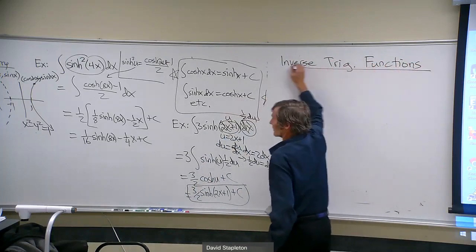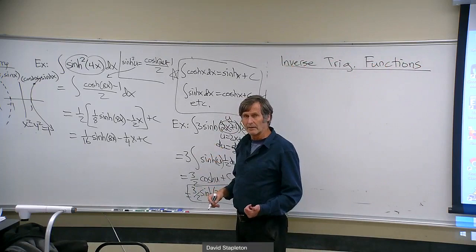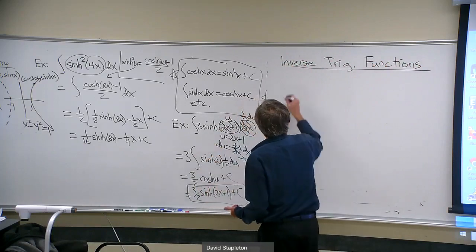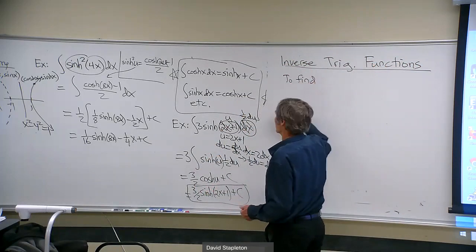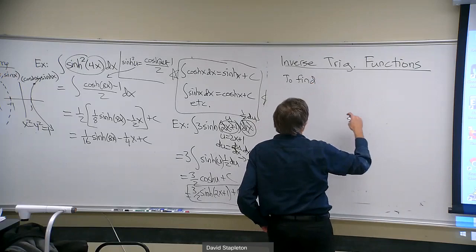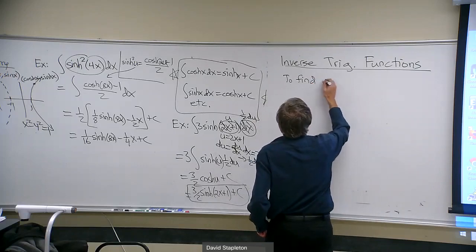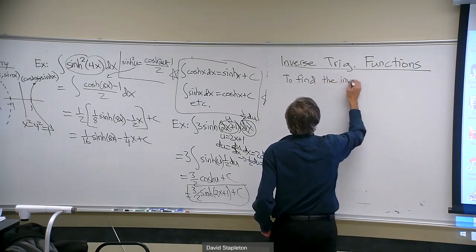How do you find the inverse of any function in algebra, right? Remember, you do two things to find the inverse of an invertible function. They're not all invertible. They have to pass a horizontal line test. No horizontal line intersects them more than once.